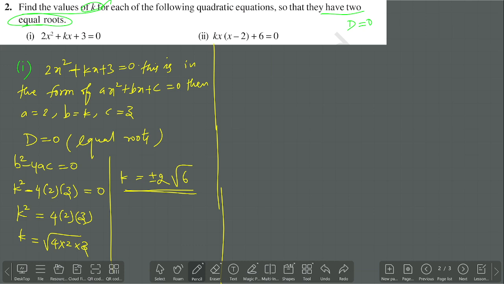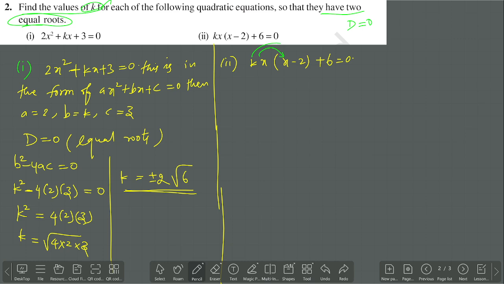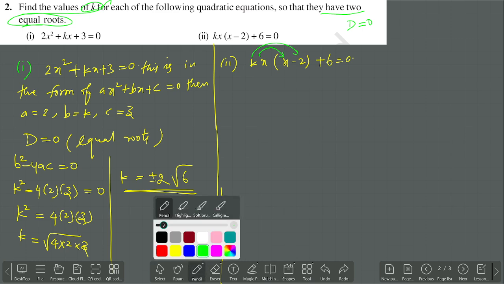Okay. Right. I'm going to the second. What is given in the second? k into x into x minus 2 plus 6 equal to 0. Is that in the form of ax square plus bx plus c equal to 0? No. Then you have to bring it into that form. Take this, multiply. Take this, multiply. Then you will be getting this.